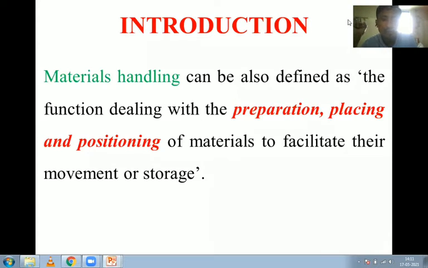First of all, we need to understand what is a material handling system. Is my screen visible to everyone? Yes, sir. Okay, thank you.